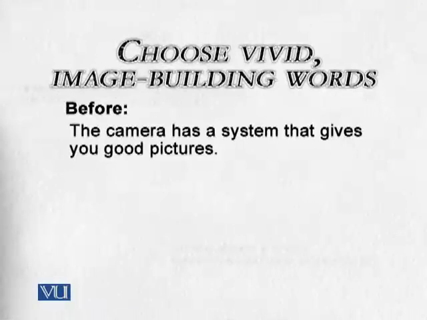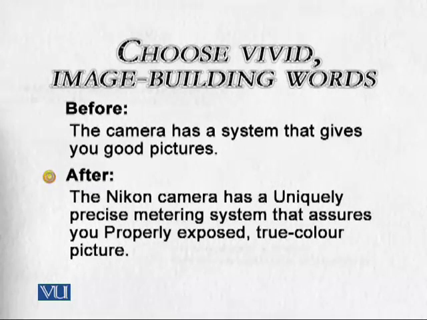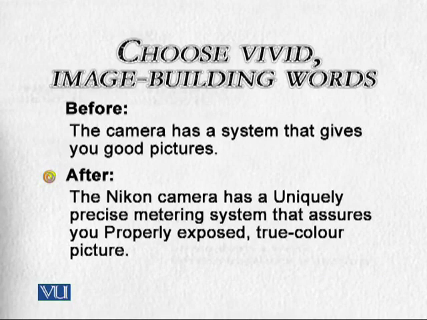Last example. The camera has a system that gives you good pictures. Now see the improved version. We added its proper name. Let's say the Nikon camera has a uniquely precise measuring system that assures you properly exposed true color pictures. And this is what actually we call vivid and image building word choices. So this is how we try to achieve concreteness in our writing.